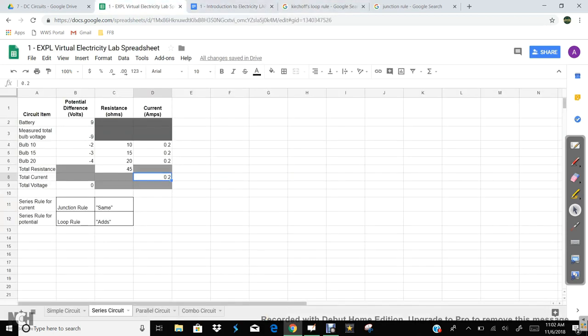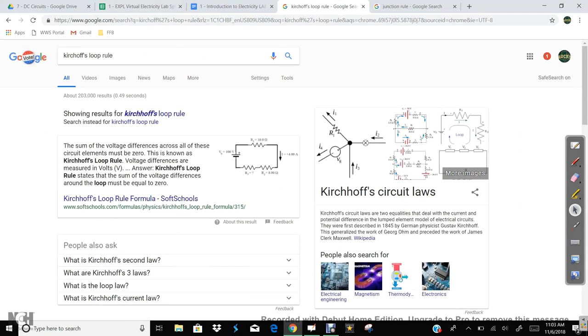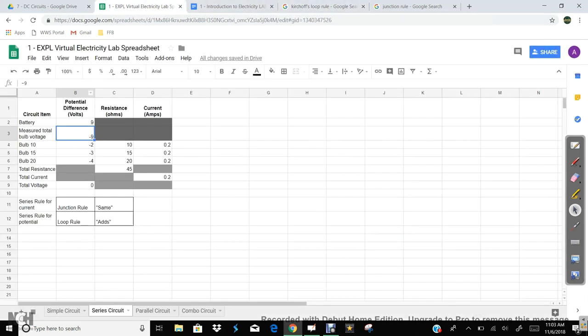So if we come over here, if you guys measured your voltage correctly, with the red lead on the left and the black lead on the right of the light bulbs, you would find that the voltage drop in the 10 ohm bulb is -2, -3 in the 15 ohm bulb, and in the 20 ohm bulb it's -4. If you add those up, it comes out to be -9. And remember, the loop rule stated that the sum of the voltage differences across the circuit must be 0. So this should make sense. These three right here need to add up to be -9 so that when it's added with the battery voltage, it goes down to 0.